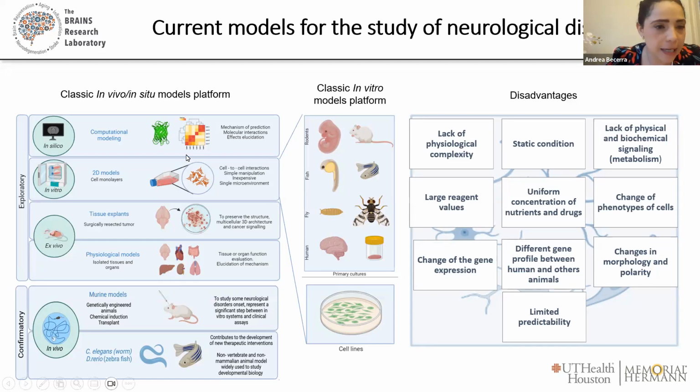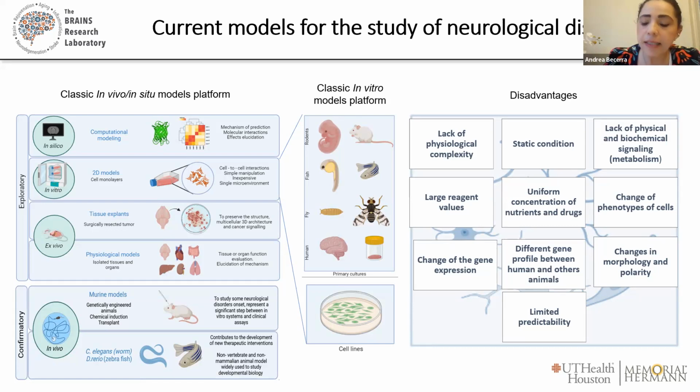If we go deeper into the in vitro models, we know that cell culture helps us to understand cell-to-cell interactions. It is a simple manipulation, and the cell culture offers a single microenvironment to analyze basic conditions in the cells. In this classic model platform, we mostly use rodents such as mice and rats, fish, fly, or human tissue. We can obtain cells from these organisms and make immortal cells, which are cell lines, or primary cultures.